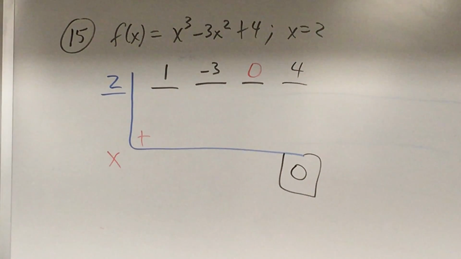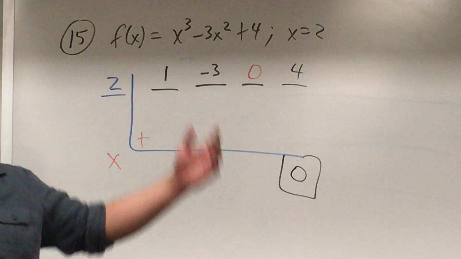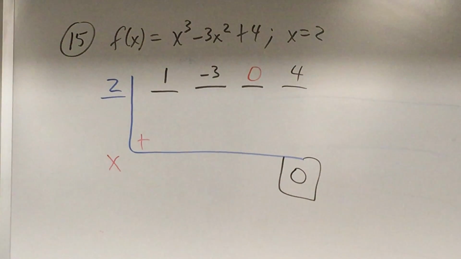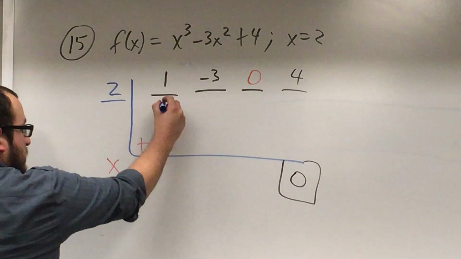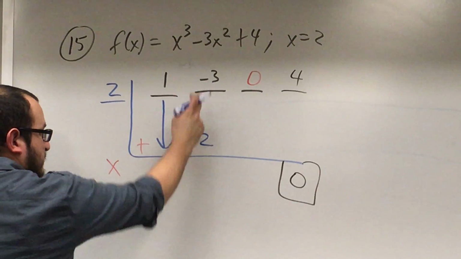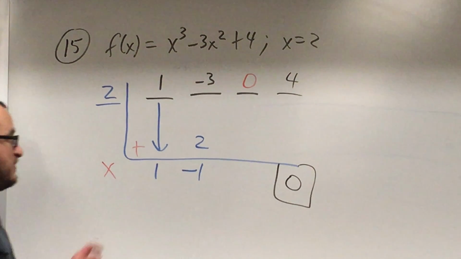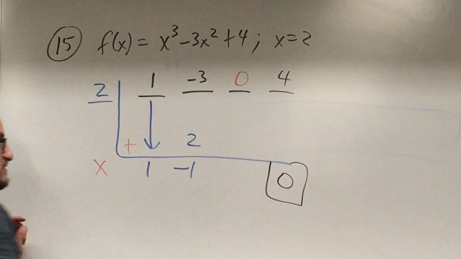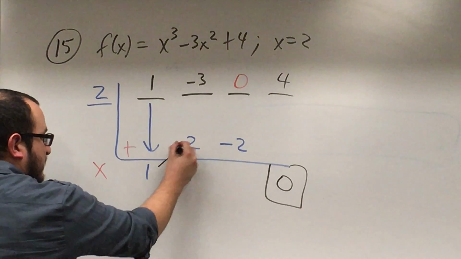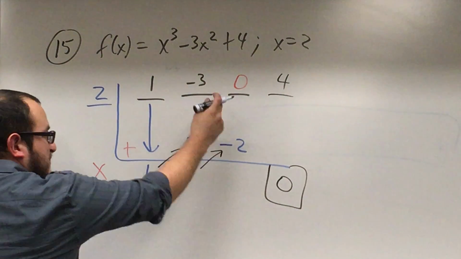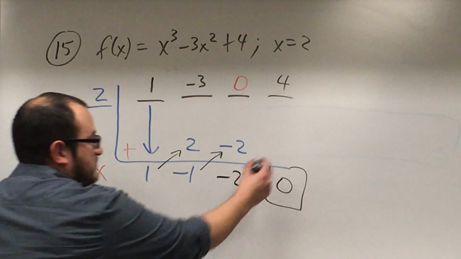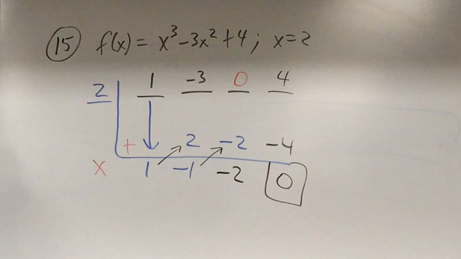And again, how do we know that it's 0? Because again, they give us one of the zeros and we have to actually solve for the other zeros, so it's factorable. Bring down the 1. 2 times 1 is 2. Negative 3 plus 2 is negative 1. 2 times negative 1 is negative 2. Sorry, I forgot my little arrows here. Negative 2 plus 0 is negative 2. And negative 2 times 2 is negative 4. And voila, we get 0.